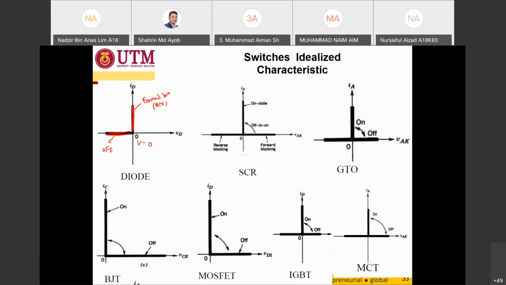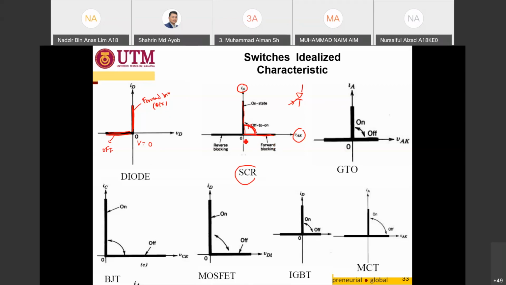Okay, and this is for the SCR. So the current versus voltage, this is the on state. This is during forward blocking, meaning that it is still in the off position, unless you give a triggering signal. When you give the triggering signal, it will turn from off to on. So it will remain in forward blocking until you give a triggering signal, then it will turn on.